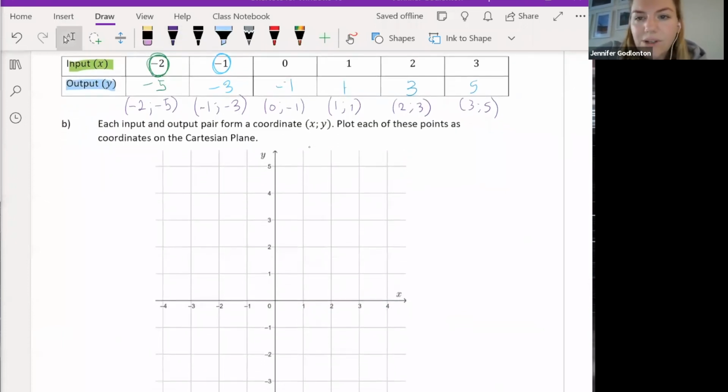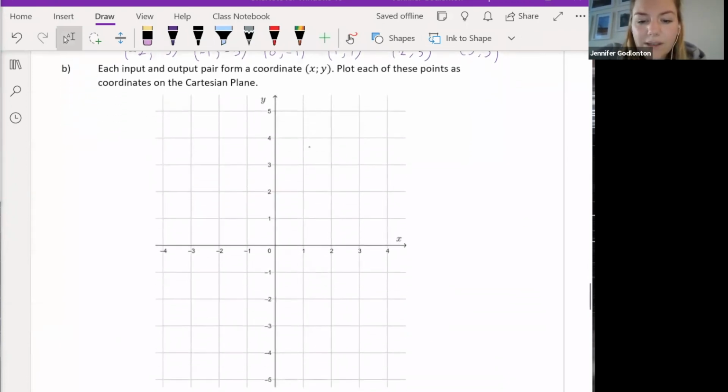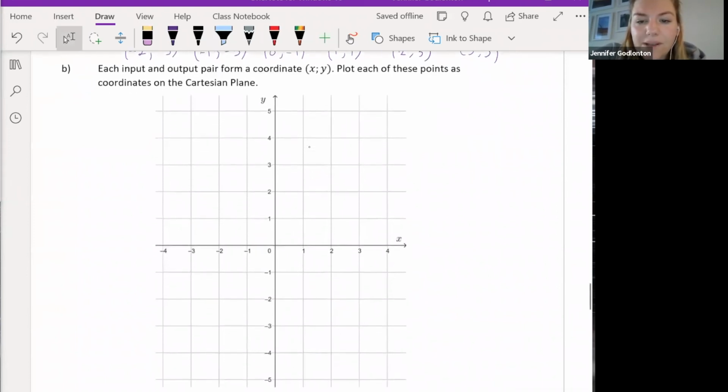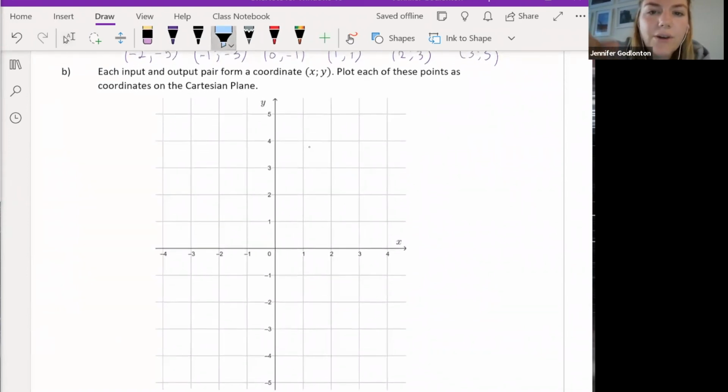Okay, so I want you to try and draw yourselves a quick little Cartesian plane. It doesn't have to be perfect. You're going to want to have your numbers sort of similar to mine, where it goes up to 5 and -5 on the y-axis and -4 and 4 on the x-axis.